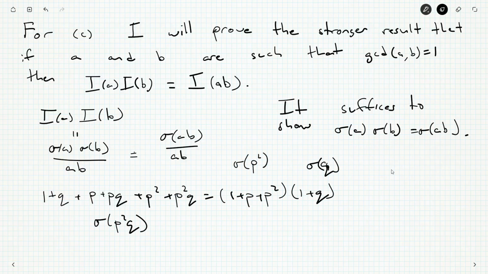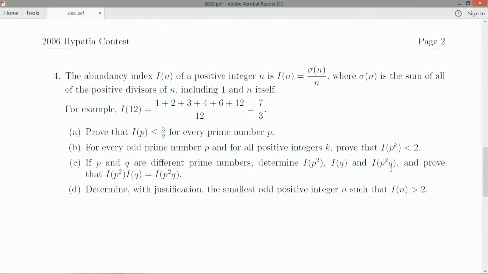I want to prove the more general result because I'm fairly certain it's going to be useful for D part. That's determined with justification. I want to start making an odd positive integer by unique factorizing it. And I need to show that the result still works.